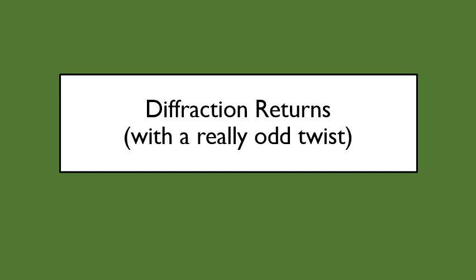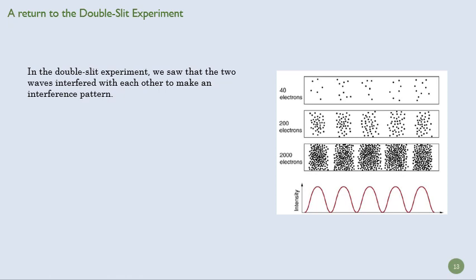And we'll close our quantum physics unit here with perhaps the strangest experiment in all of physics, and a little discussion of where that strange experiment leads us, which is towards uncertainty. So we're going to go back to our double slit experiment.